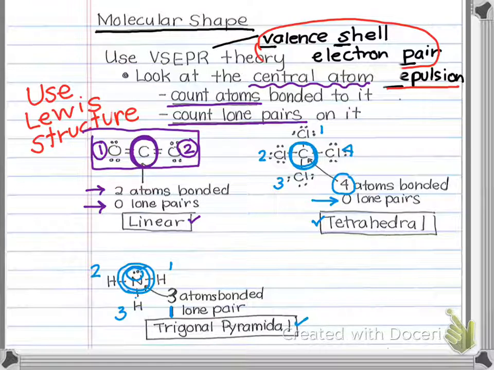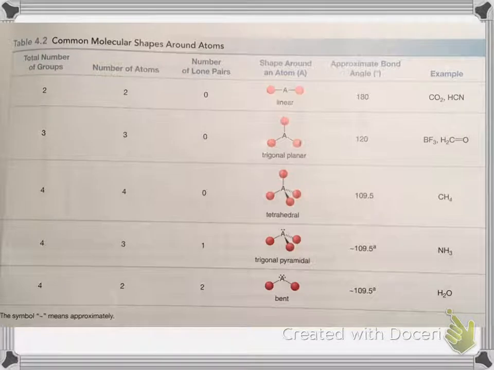So from this page, before you go on, I want you to look at these examples and make sure you understand what we're doing. We're looking at a central atom, counting how many atoms are attached to it, and we don't care how it's attached, single, double, or triple bonds. And then on that same central atom, we're counting how many lone pairs are on it. Now, once we've done that, we can use this table, and this one is from your textbook.